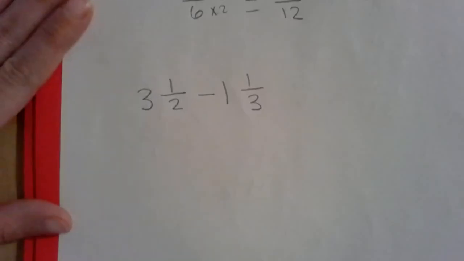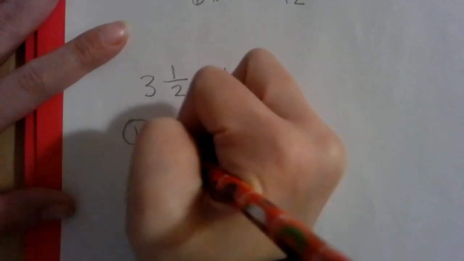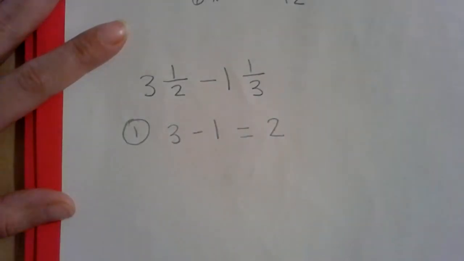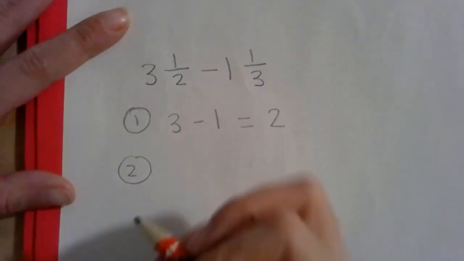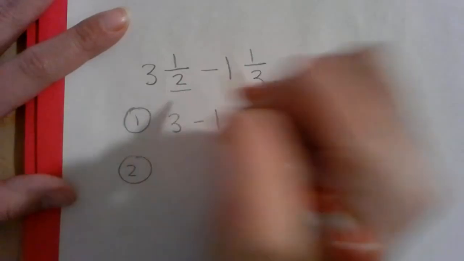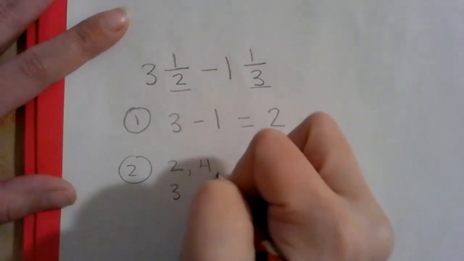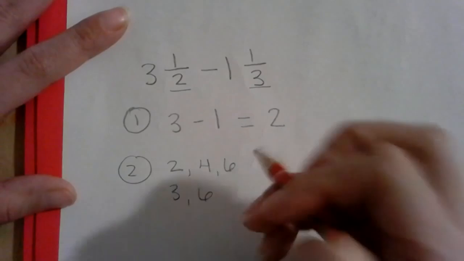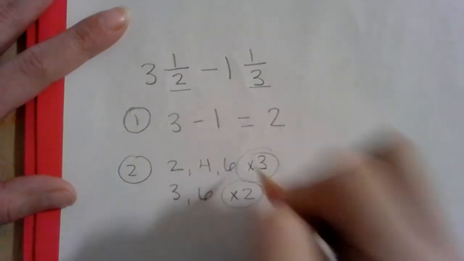Again, first step, what do you think I'm going to do? Let's worry about those whole numbers. 3 minus 1 is equal to 2. But this time, I'm going to keep that whole number with my fraction. And let me show you what I mean. First things first, though, denominators are not the same. So let's skip count and find that common denominator. For my 2, 1, 2, 3, so times 3. And for 3, times 2.